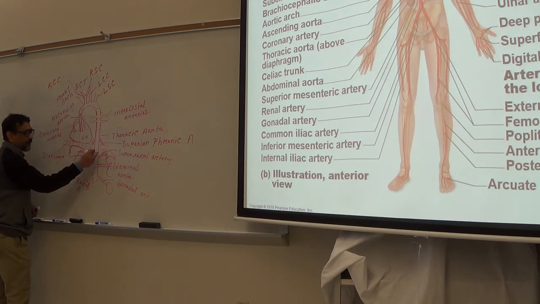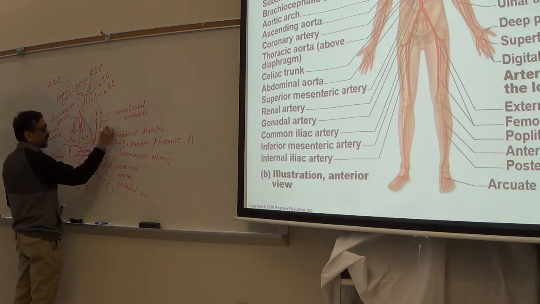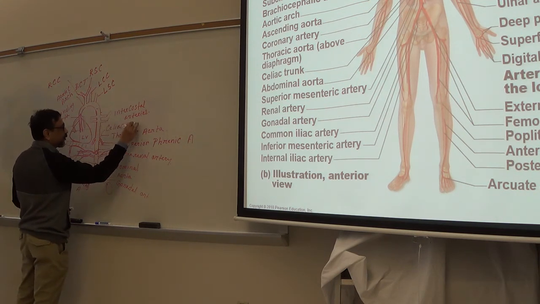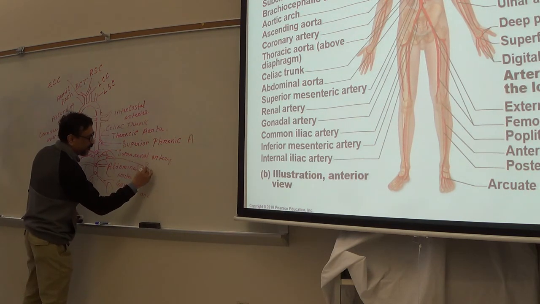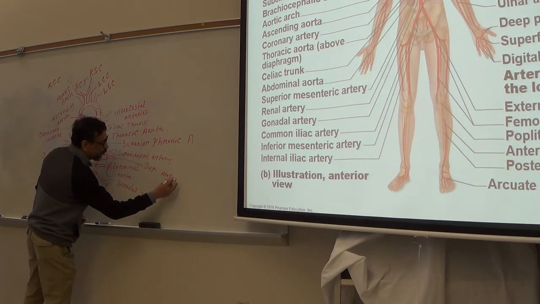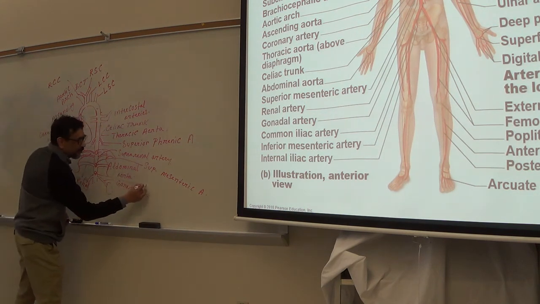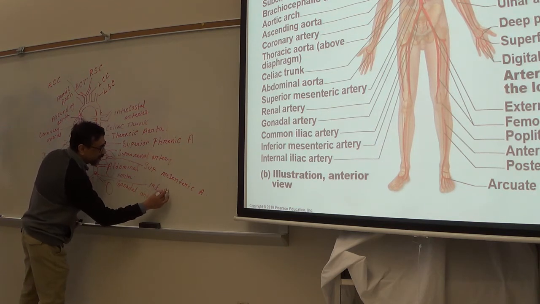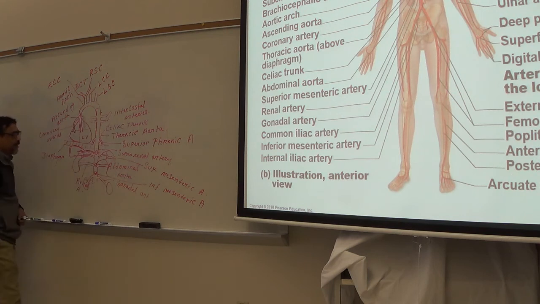From the front of the abdominal aorta, three arteries arise. These are important, okay? This one is called the celiac trunk. So the topmost one, the uppermost one, is called the celiac trunk. Then this one is called superior mesenteric artery. And the lower one is called inferior mesenteric artery.